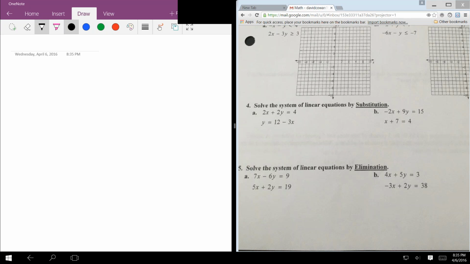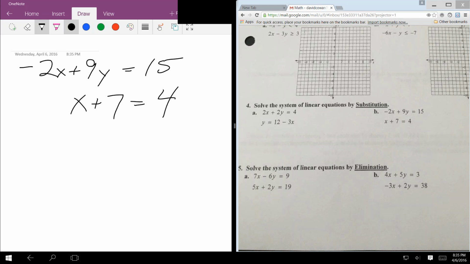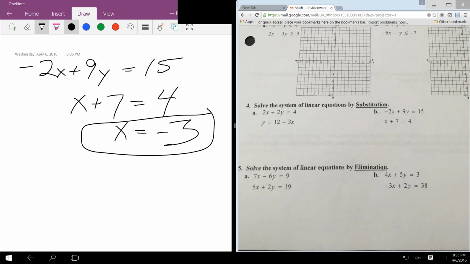Let's do one more by substitution, and then we'll do the next two by elimination. Now this is a little harder to do by substitution, because we don't have one of the variables completely solved for. So what's the first thing we're going to do here? We don't have an x yet. We have an x plus 7. Let's solve that for x. So x would be equal to negative 3. Now we have one equation completely solved for one variable, and we can do substitution.